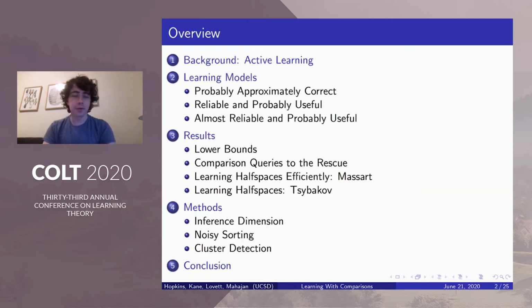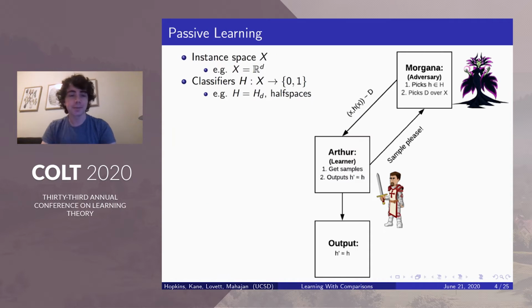Let's start with a background overview of the passive versus active learning paradigms. So what is passive learning? Well, we'll start with an instance space X that's some set like R to the D, and a family of classifiers H, functions from the instance space X to {0, 1}, like half spaces. Then the general idea is that we'll have an adversary who picks a function h from this family of classifiers and picks a distribution D over the data, and then a learner who is allowed to request labeled samples from the adversary with the goal of, after having received a reasonable number of samples, outputting some classifier h prime, which approximates the true function h chosen by the adversary in some way.